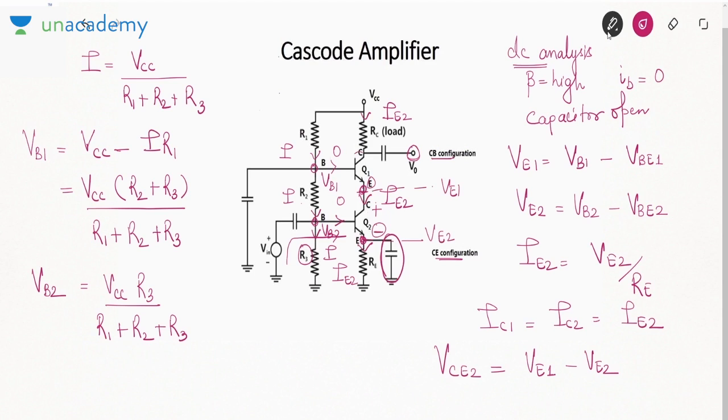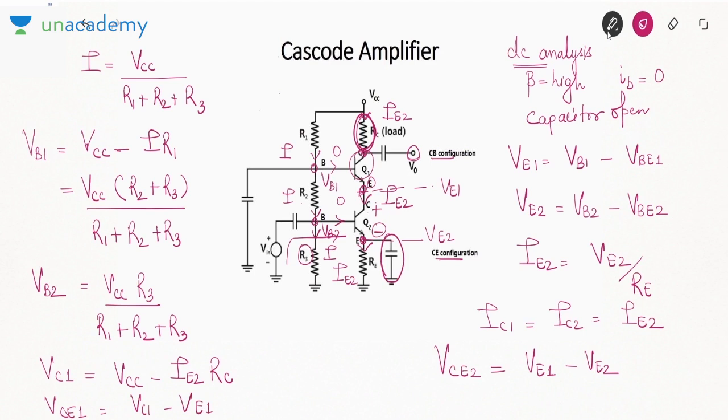What about the first transistor then? For that we need the collector voltage VC1. VC1 will be VCC minus IE2 into RC. So I am taking the voltage drop across RC to find VC1. Then how you will find VCE1? It will be VC1 minus VE1. So once we have found out the collector current and the collector to emitter voltage, we have obtained the Q point of each stage or of both the stages.